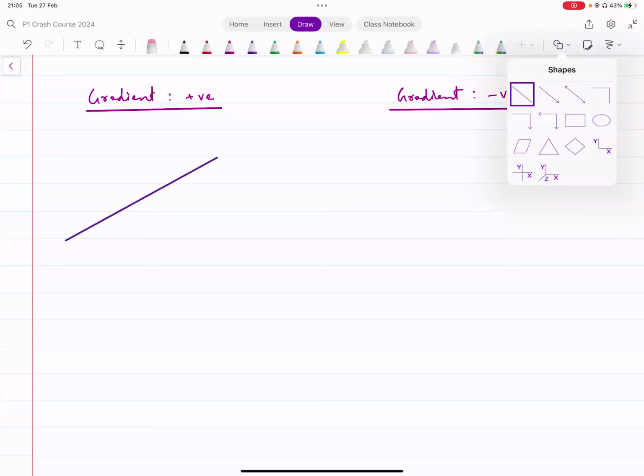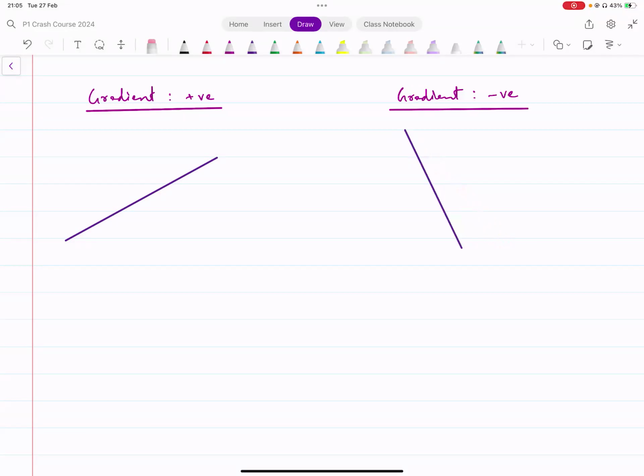Similarly, negative gradient, that's if you are going down as you go from left to right. So when you go from left to right, the graph is going down like this. This is negative gradient because as x increases in this case, y is decreasing, y is going down. Okay, so that's why the gradient here is negative. So this is how the positive gradient and negative gradient lines look like.